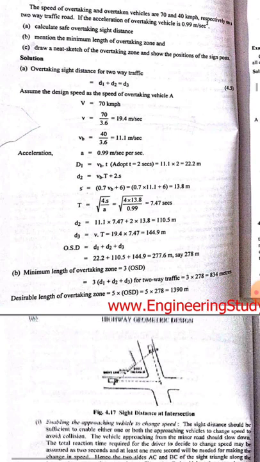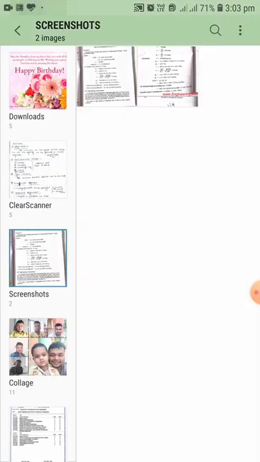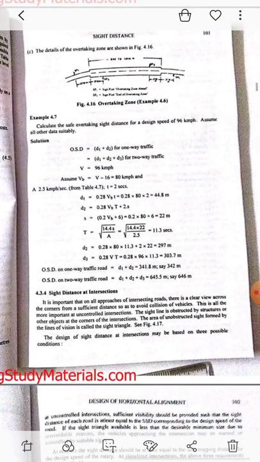So 3 into D1 plus D2 plus D3 whole sum, that is 3 into 278, that is 834 meters. The desirable length of overtaking is 5 into OST, that is 5 into 278, that is 1390 meter. Here we calculate the overtaking side distance, then the details about the sketch.